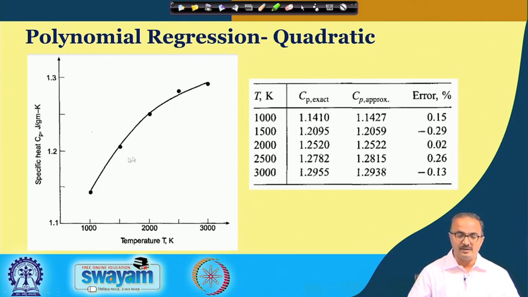Now, here we again plot the regressed values along with the actual values which are given to us, and like earlier we find the percentage error. Here we find the percentage errors, and we also see that this quadratic regression gives quite a good fit, and the maximum error is only about 0.29%. So, that says that the regression is good.